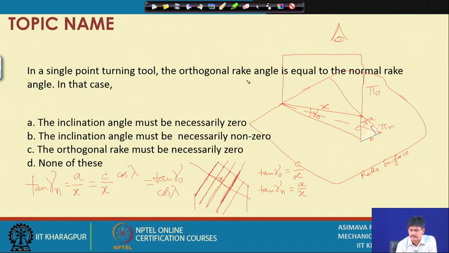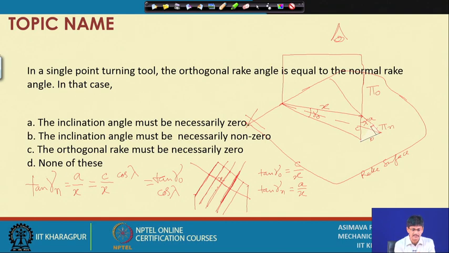If the orthogonal rake and the normal rake are both 0, that means tan gamma O is 0, and whatever the value of lambda, tan gamma n will be 0. So, they will be equal. So, it is not correct: if the orthogonal rake angle is 0, the normal rake angle will be 0, but the inclination angle might not be 0. It can be any other angle. Therefore, the first one is wrong.